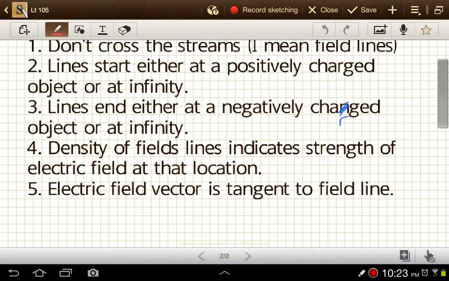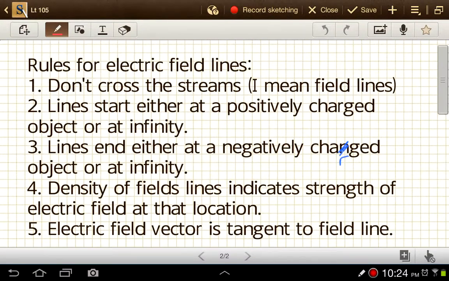And then the last one: the electric field is really just an arrow pointing in some direction. The electric field lines may curve, they may change direction as they move around these objects.